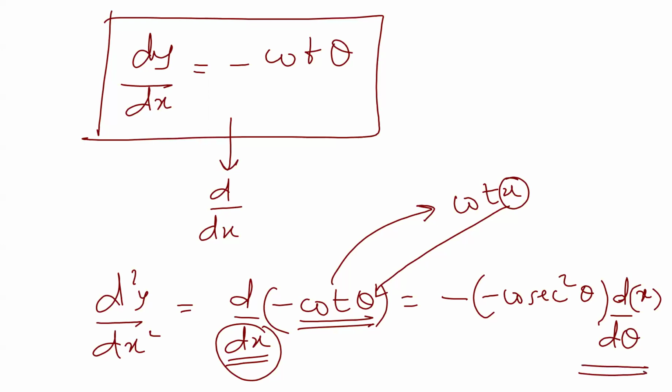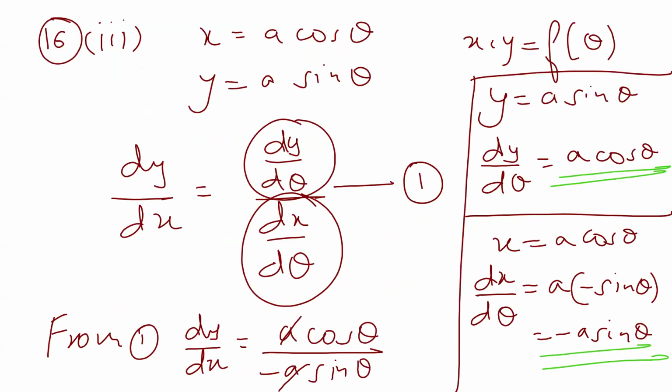Now we certainly have this value. We just have to look for it. dx by d theta value we have. So I'll take you back to the previous slide. dx by d theta is minus a sin theta.